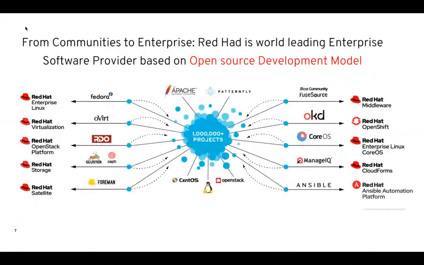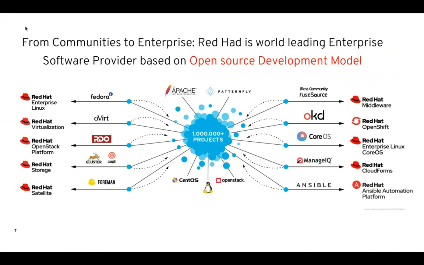And Red Hat, we are proud to be the world-leading enterprise software provider based on the open source development model. So all the products you get from Red Hat are developed in the open source. We don't develop products on our own in our own data centers. Rather, we contribute to the upstream and we develop our products in the upstream.